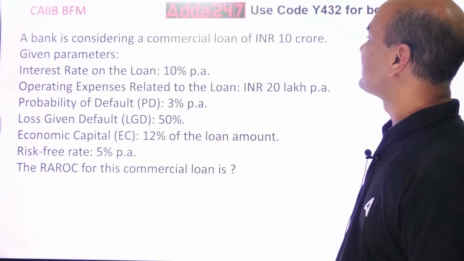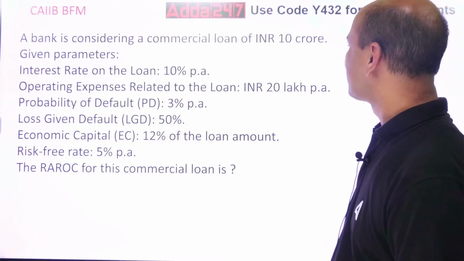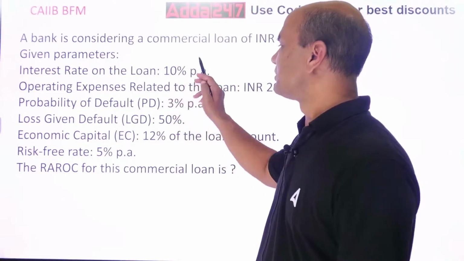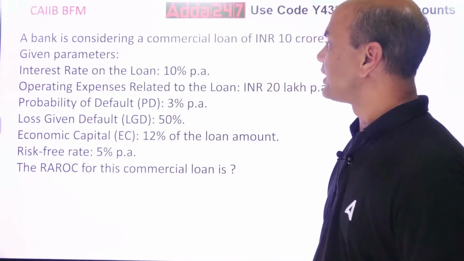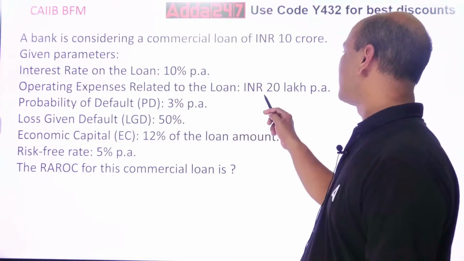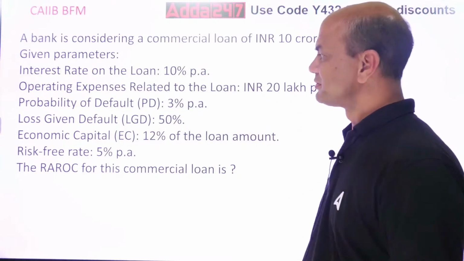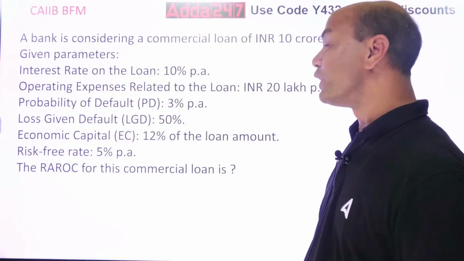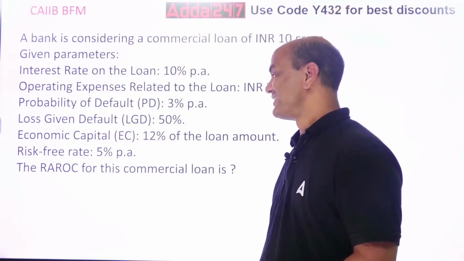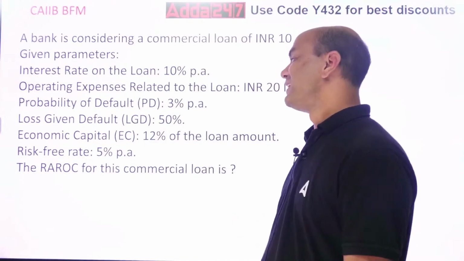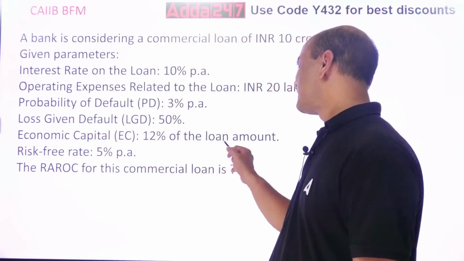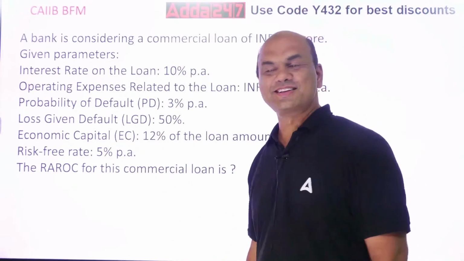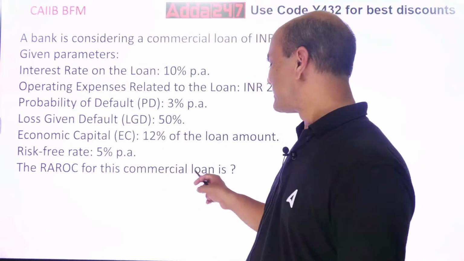A bank is considering a commercial loan of INR 10 crores. Given parameters: interest rate on the loan is 10% per annum. Operating expenses related to the loan are INR 20 lakhs per annum. Probability of default is 3% per annum. Loss given default is 50%. Economic capital is 12% of the loan amount. Risk-free rate is 5%. The RAROC for this commercial loan is?